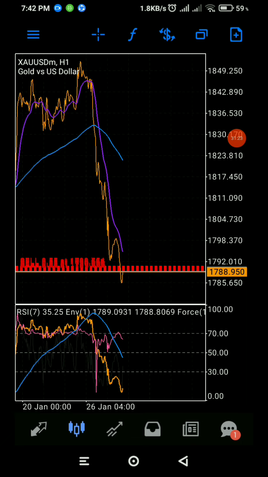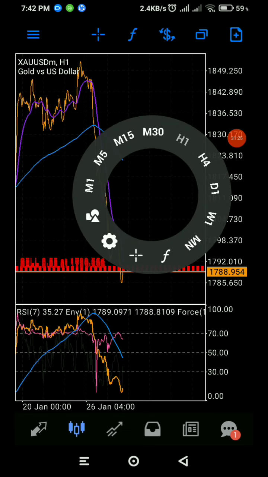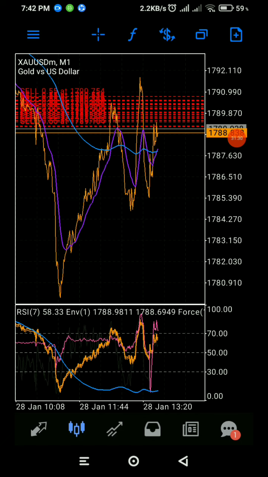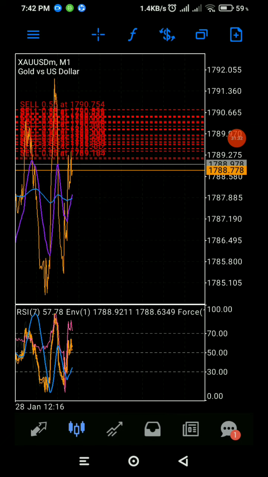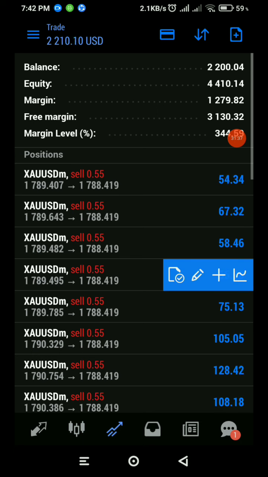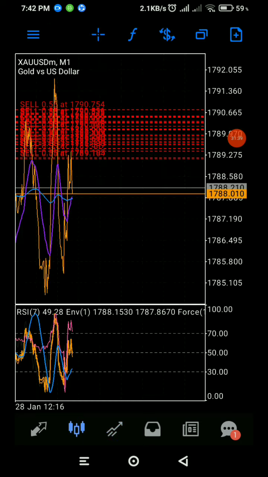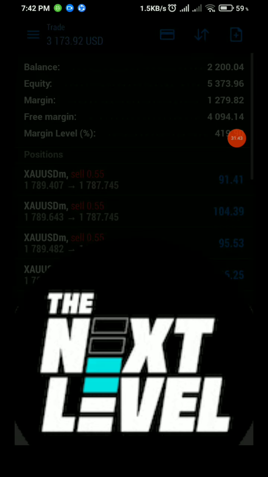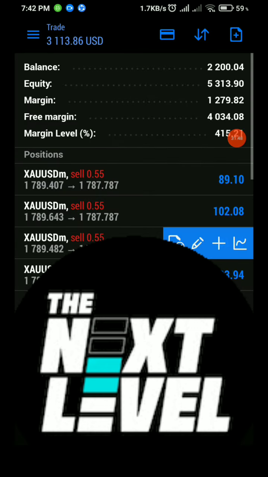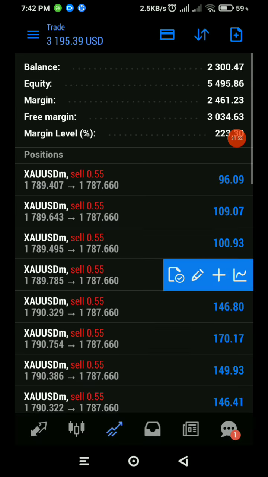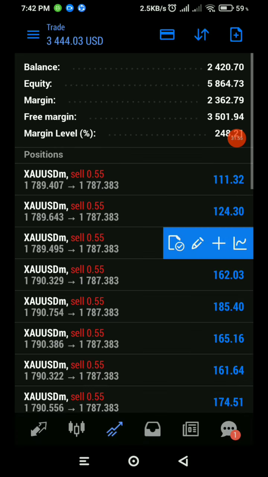This is H1. As you see, price is in selling momentum on H1, and this is the M1 chart, and now price is coming down. So I'm targeting $5,000. After reaching that level, I will take profits. So price is now at $5,000. So I'm just booking all the profit.